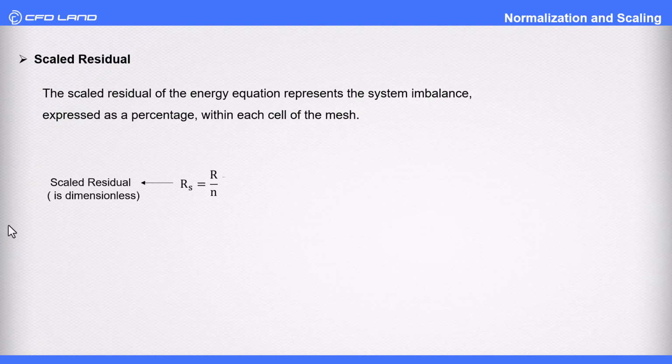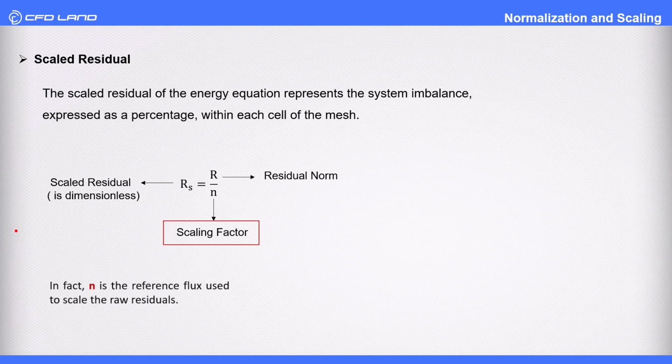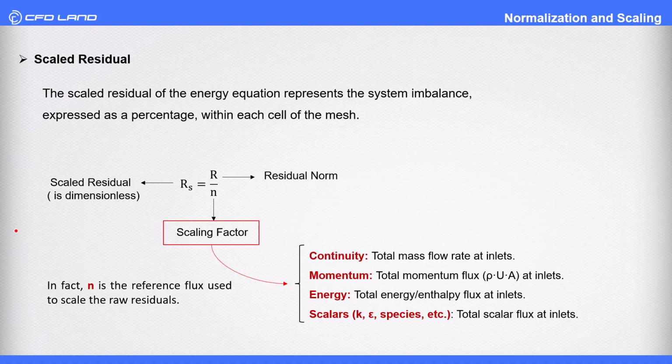And to calculate scaled residuals, we need to divide residuals by a scaling factor. This scaling factor could be mass flow rate at inlet for continuity. For momentum, it could be momentum flux at inlet. For energy, it could be the energy flux at inlet, and so on. Just one thing that you need to know is that for continuity, it's not always scaling. Sometimes it's normalizing.